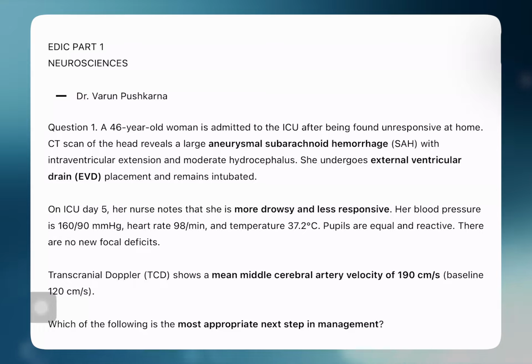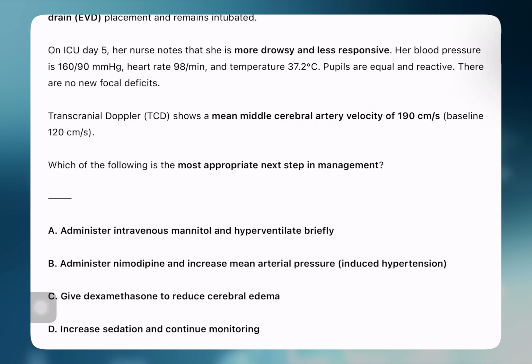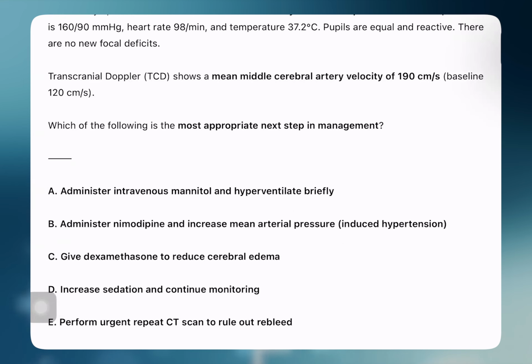Blocked EVD. Wonderful. Who said that? So basically, what we have here is an EVD which is blocked. So what will we do? Administer IV mannitol and hyperventilate briefly. Number 2, administer nimodipine and increase the mean arterial pressure, that is called induced hypertension. Give dexamethasone to reduce cerebral edema. Increase sedation and continue monitoring. Perform an urgent repeat CT to rule out rebleed.